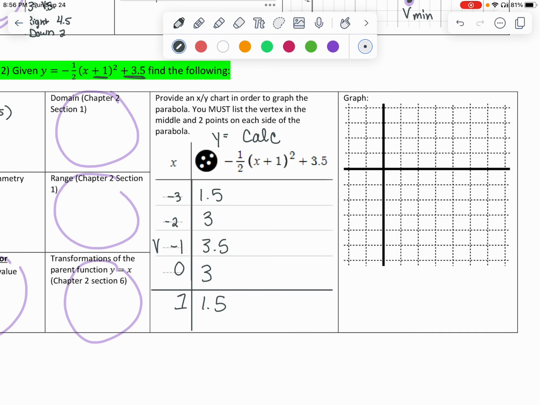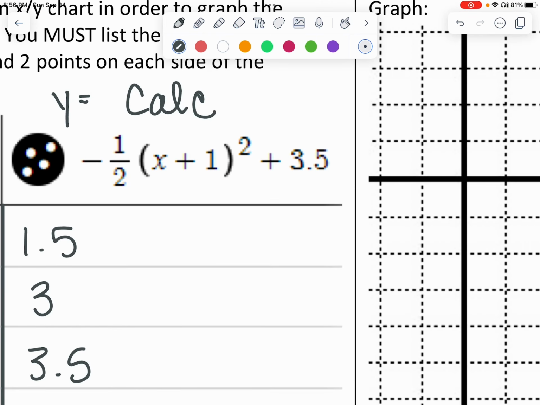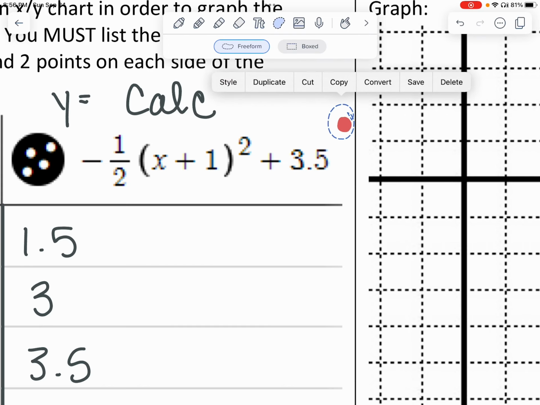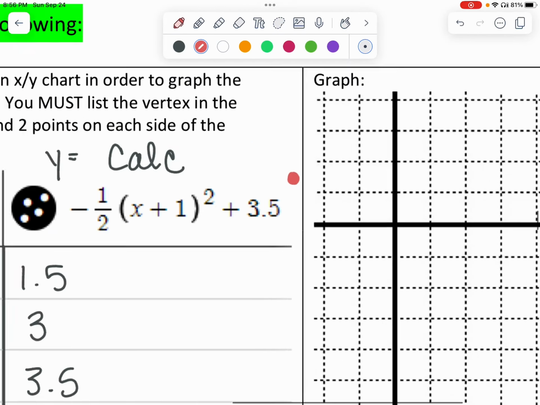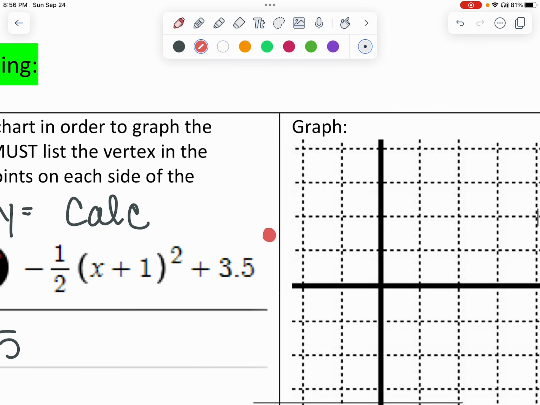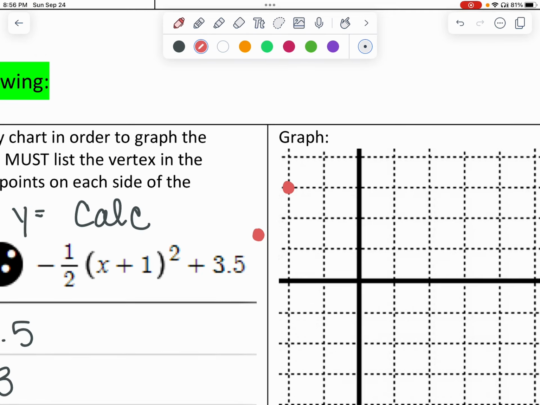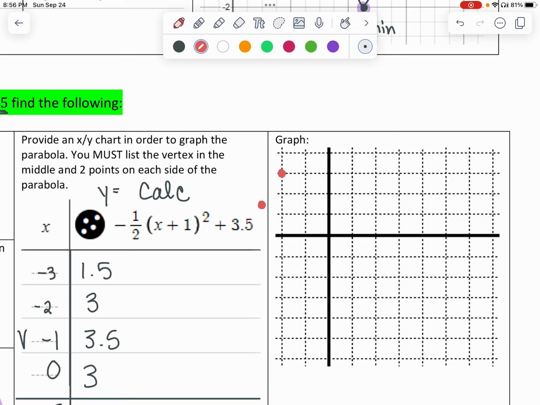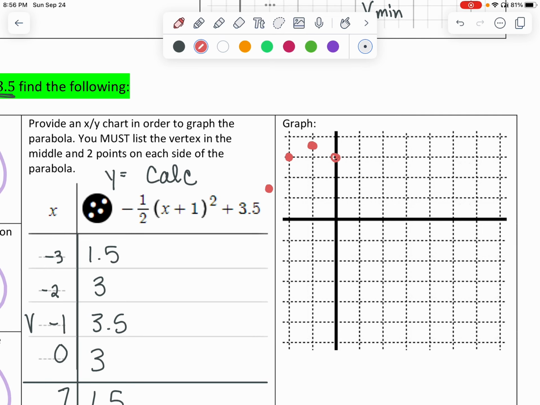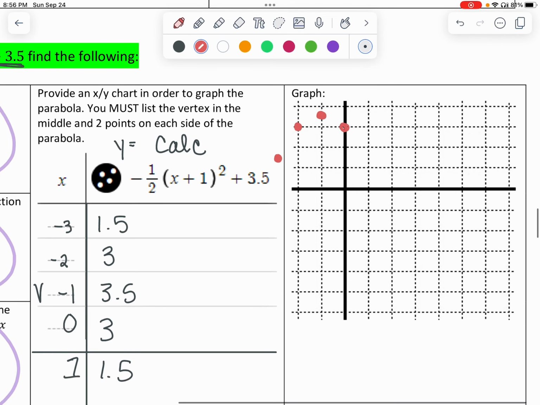So over 3, up 1.5. I love that I didn't give you enough room. Totally fine. 1, 2, 3, up 1.5. That's right there. Okay. Let's go -2 and 3. 1, 2, 3. Let's go -1 and 3.5. Let's go 0, 3. And let's go 1 and 1.5.